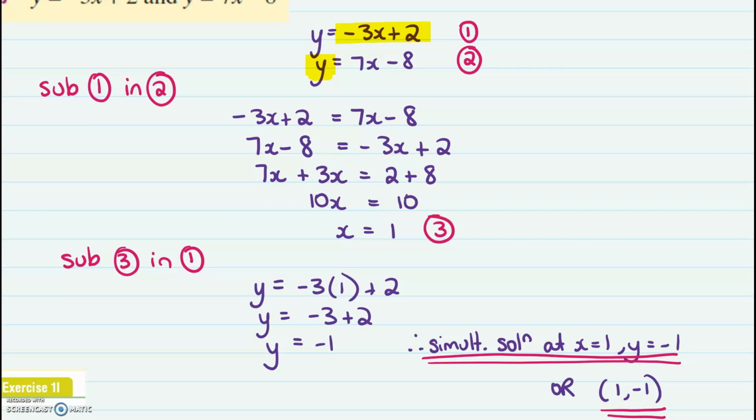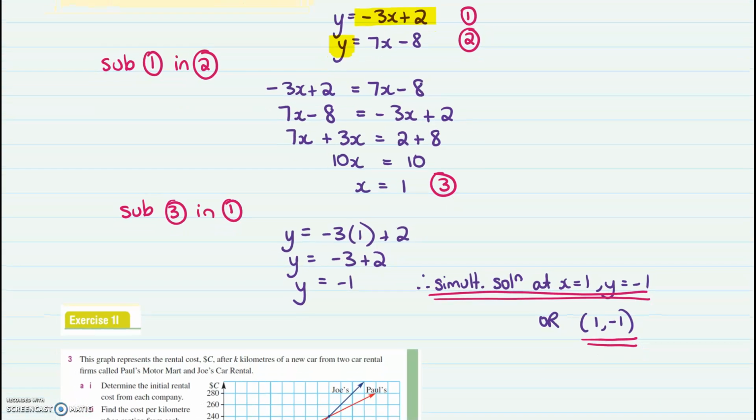So that's solving using substitution. And exercise 1I, I think it is, has the relevant questions that get you to practice that technique.